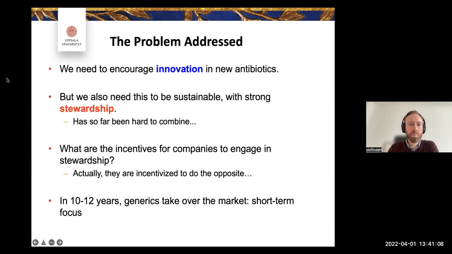And let's see, so what is this problem? Well, we need to both stimulate innovation and stewardship at the same time. This has been hard to combine. And again, I'm on a little bit of thin ice because I've been part of attempts of trying to do this before. But in a few projects, we end up actually being much stronger on the innovation side than on the stewardship side, even though we try to do stewardship and innovation because it's really hard.